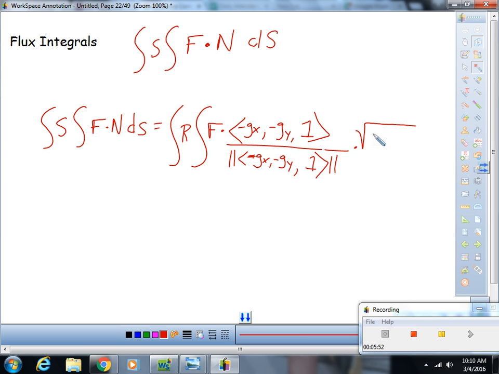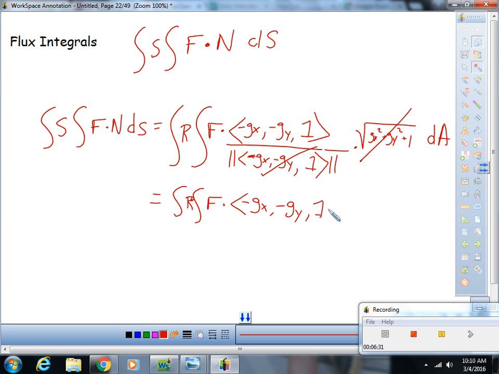And the area is simply the square root of g sub x squared plus g sub y squared plus 1, and then dA. Okay? Now what is this thing down here? It's the same as that. So these cancel. And so what you really are left with is the integral over the region of F dot the partial derivative with respect to x, partial derivative with respect to y, positive 1, dA. This is upward.